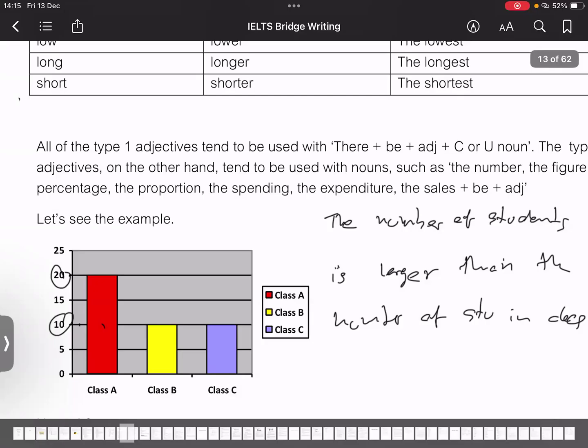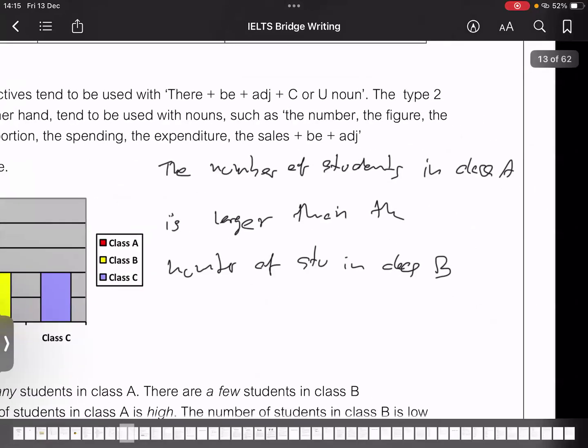If you don't have a linking verb, then you don't have a complete sentence, all right? And a sentence without a verb in English is known as a fragment. And a fragment is a basic grammatical error. It will cause you to lose a lot of marks. Okay, so don't forget linking verb. The number of students in class A is larger than the number of students in class B. Okay, all right.